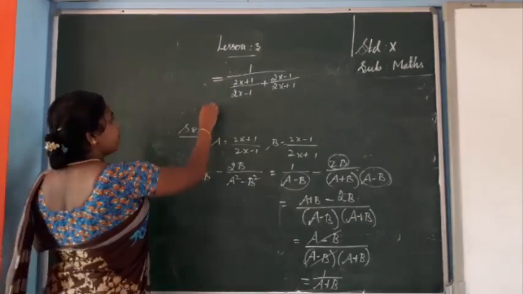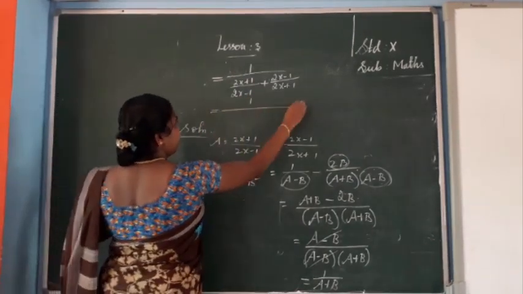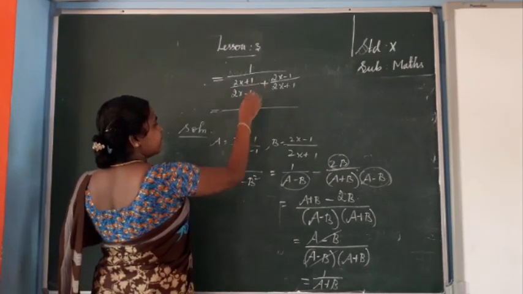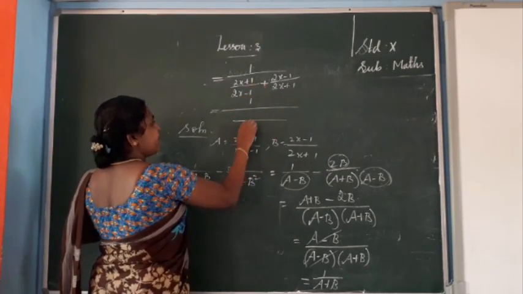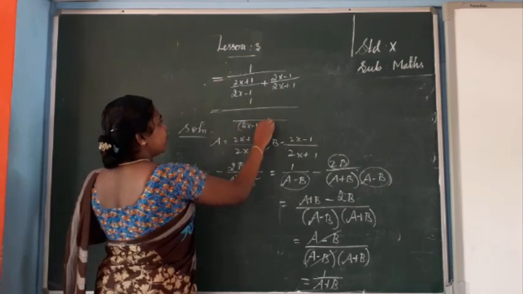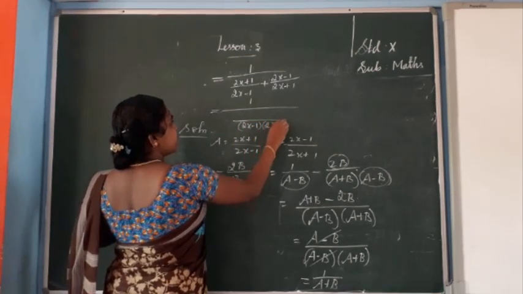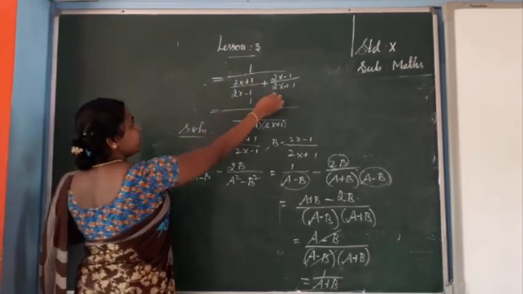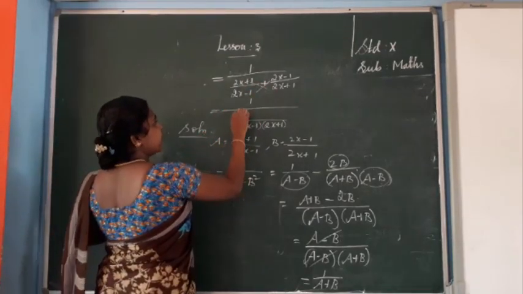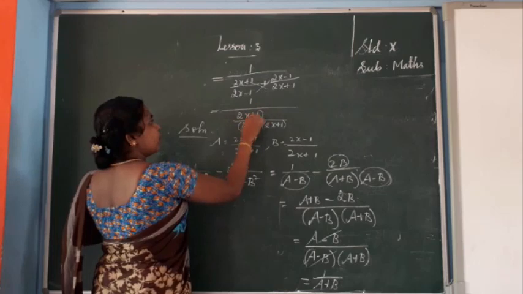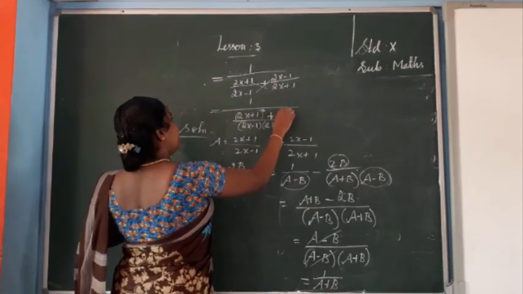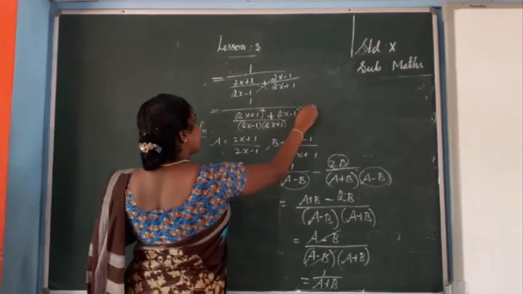This equals 1 divided by, here you take the LCM now. Both are different, so the LCM is 2x minus 1 into 2x plus 1. Okay, 2x minus 1 into 2x plus 1. Then here you cross multiply, 2x plus 1 the whole square, plus here 2x minus 1 the whole square. Is that clear?